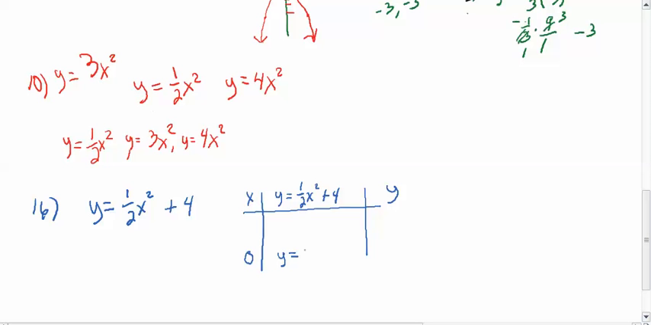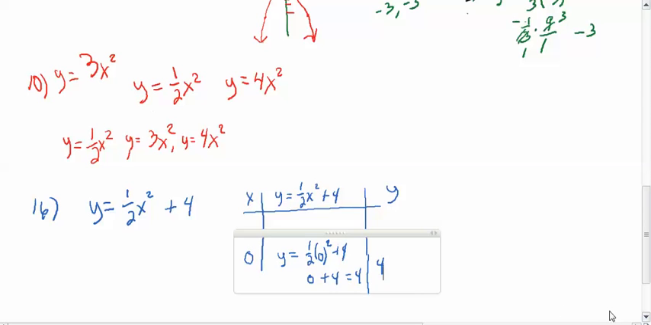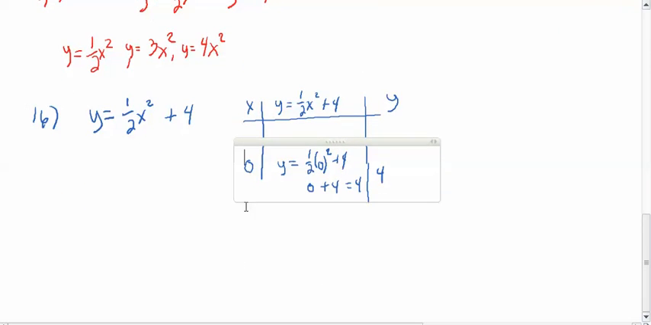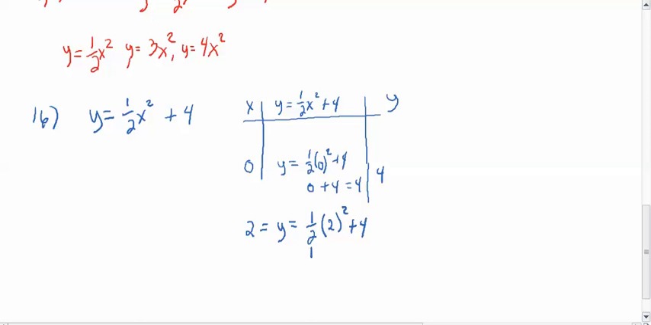So let's do 0. 0 is easy, right? 1/2 times 0 squared plus 4. I have 0 plus 4. My y is 4. Okay, now let's do 2. I'll just do it in the order that I'm saying them. If I do 2 down here, so I have y is equal to 1/2, and then I take 2 and I square it, plus 4. So 1/2 times 2 times 2 is 4, and I'm going to make that a fraction. Now can we cross cancel? Make that a 2. What's 2 plus 4? 6.